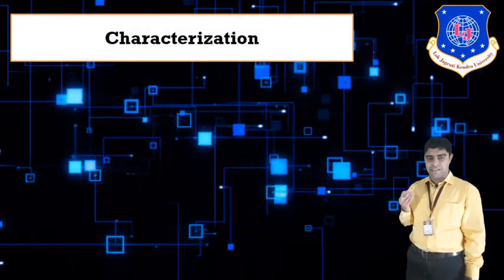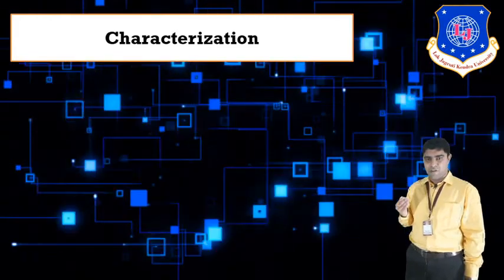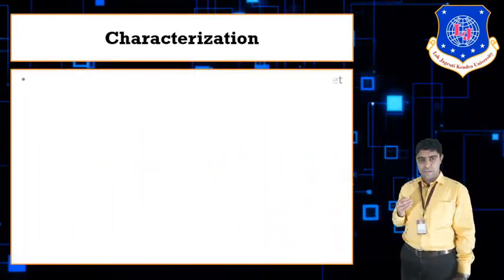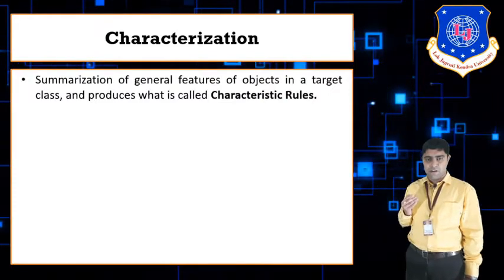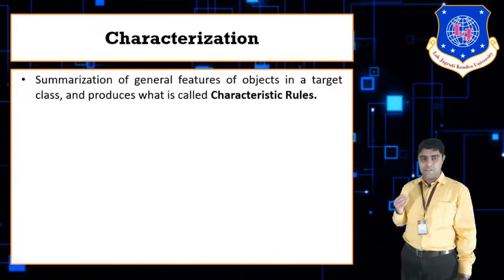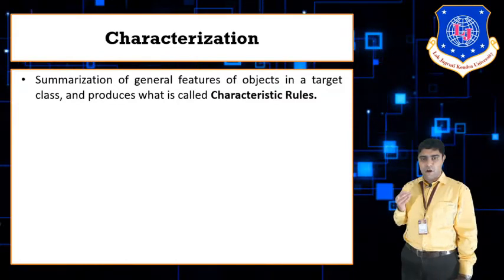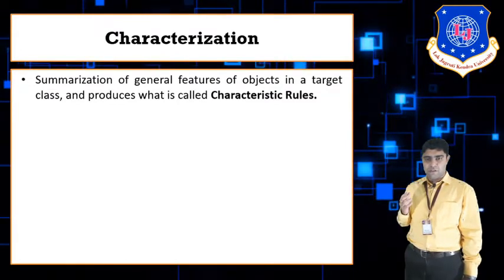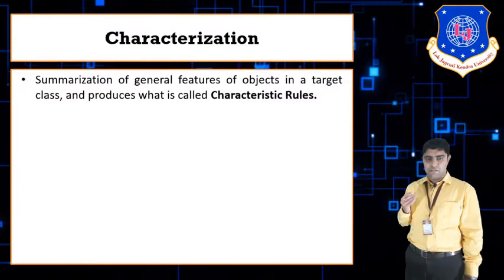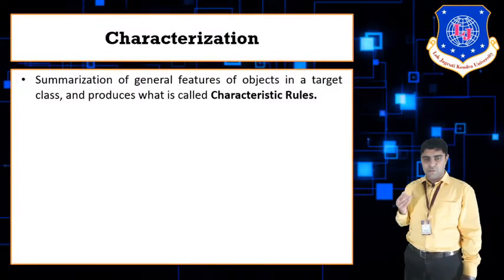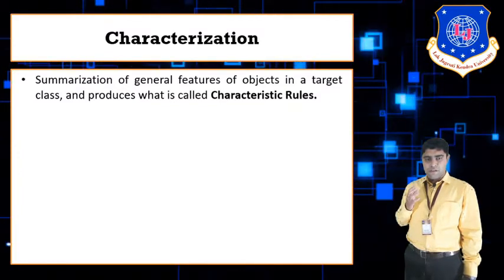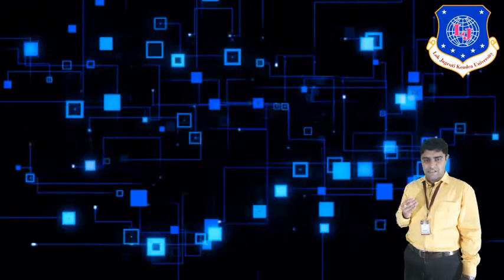The next data mining technique or functionality is characterization. In characterization, there is summarization of general features. It will summarize the general features of the object. We will summarize the different features of the objects in the target class. So there is a target class, and it produces what is called a characteristic rule. We will summarize that data into one class, and that is called characterization.